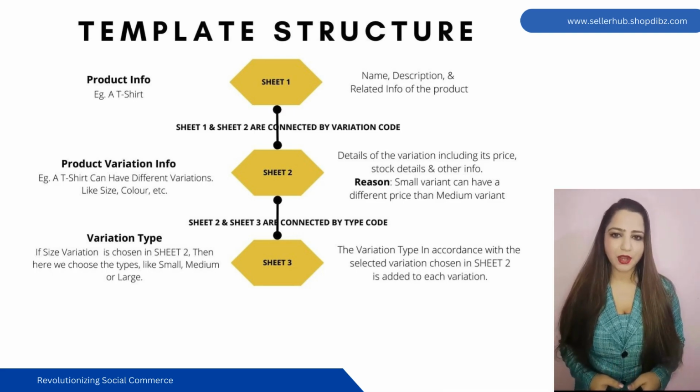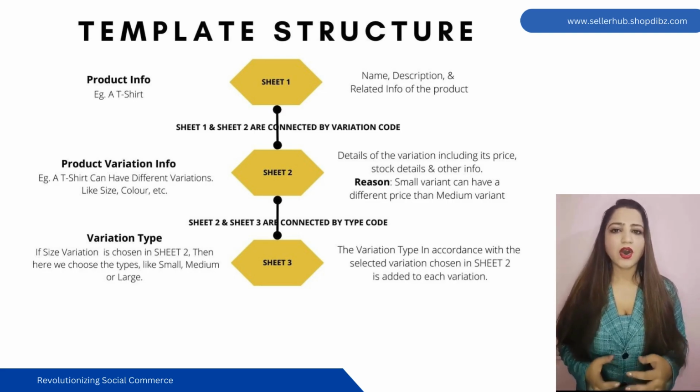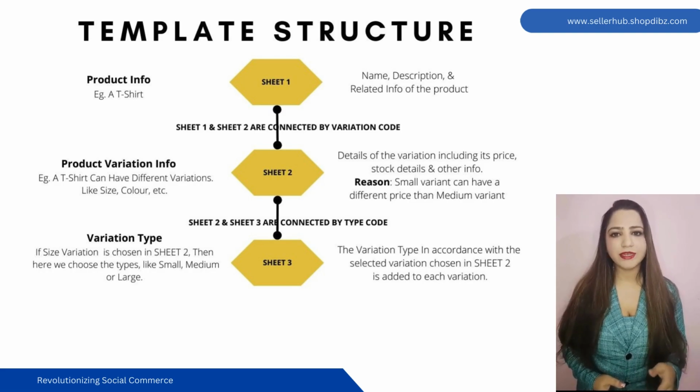For example, a t-shirt can have different variations such as sizes or colors, each with details like prices, stock information and other relevant details. It's important to note that a small variant may have a different price than a medium variant. On the variation type sheet, if size variation is chosen in sheet 2, then we select the type like small, medium or large. The variation type, in accordance with the selected variation in sheet 2, is added to each variation.